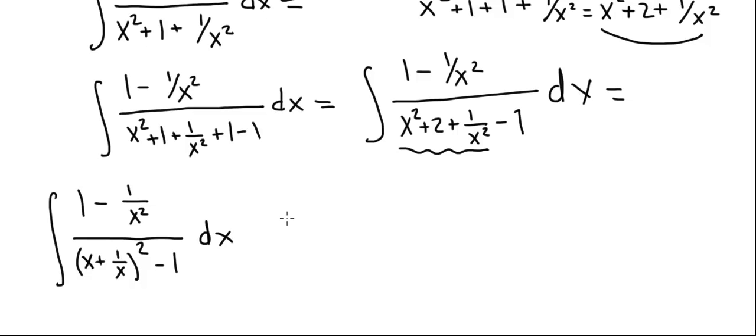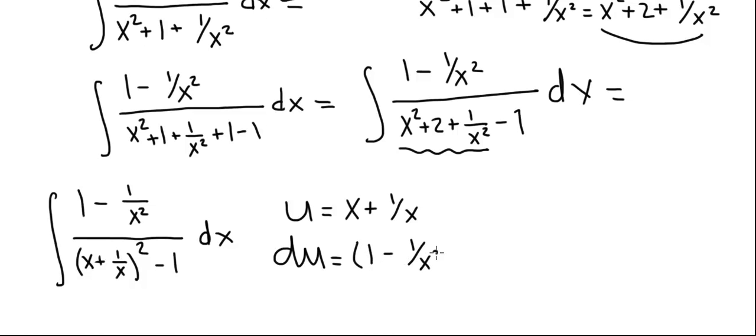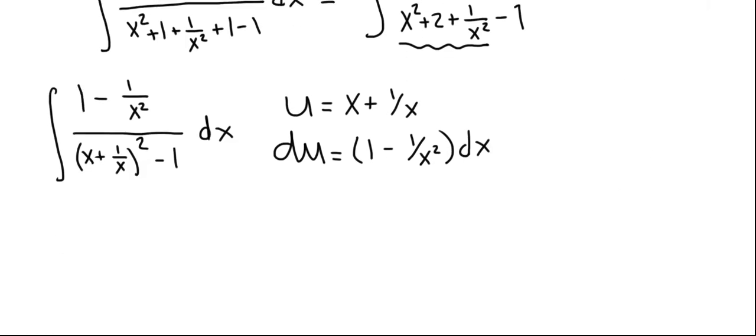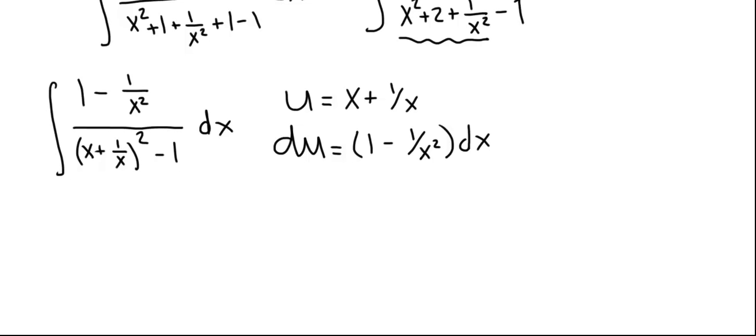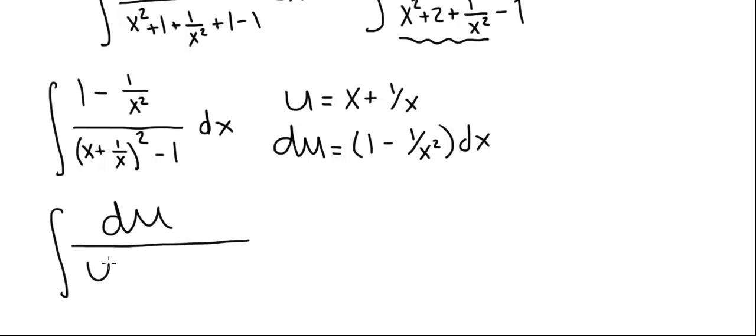And now let's make the following u substitution. Let u equal x plus 1 over x. Notice that when I take the derivative of u, I end up with 1 minus 1 over x squared dx, which is exactly what we have in the numerator. So the problem has now been reduced. The new integral that we're looking at is 1 minus 1 over x squared dx, which is now du, divided by x plus 1 over x, which is u, and because it's squared, we have u squared minus 1.